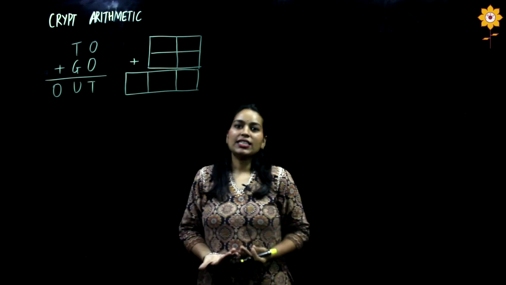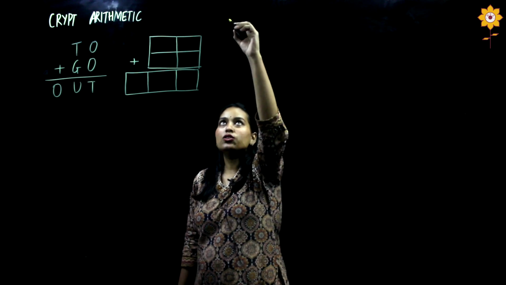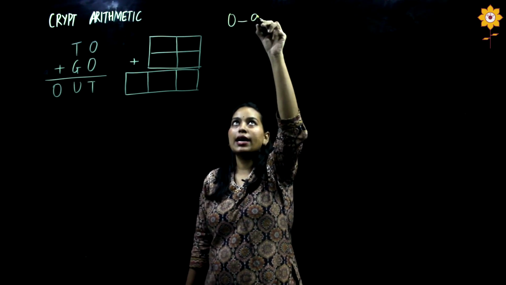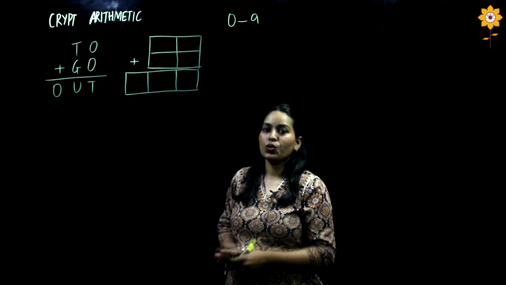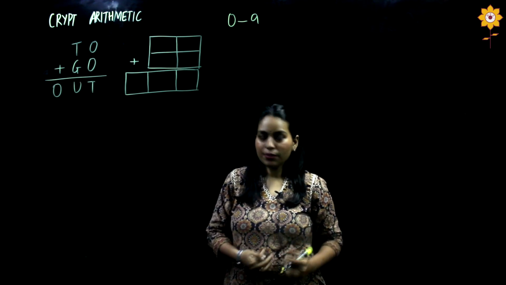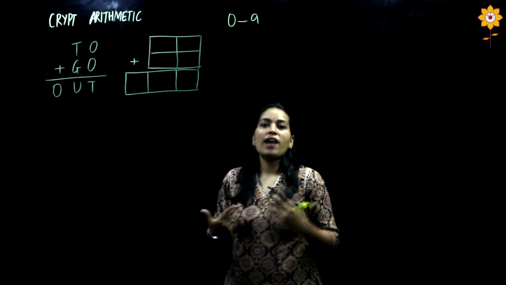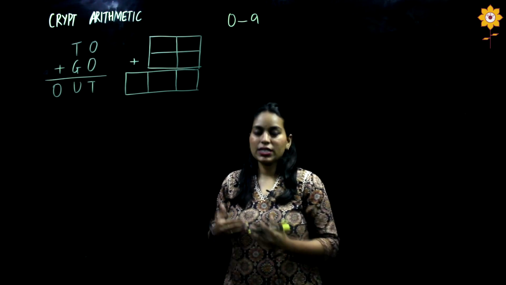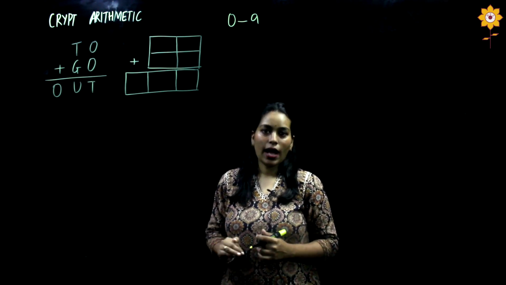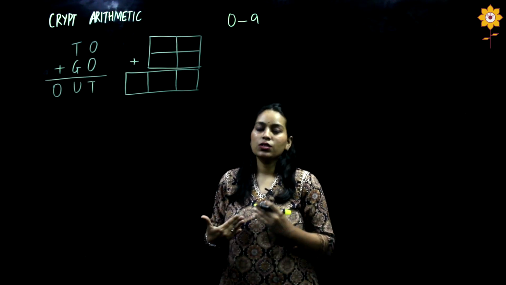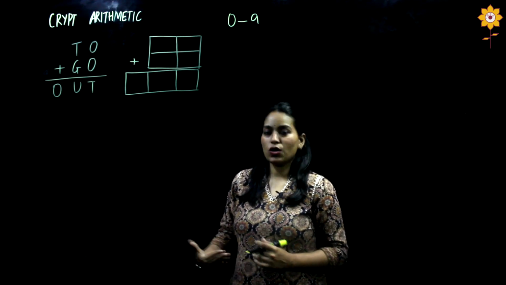So what are the constraints or conditions given to us here? We can use any number from 0 to 9 which can be assigned to the alphabets that are used. And the second constraint is that once you have assigned a particular digit to a particular alphabet, that digit cannot be assigned to any other alphabet. If that is happening, there is a conflict, so you will have to try different numbers and resolve the conflict.